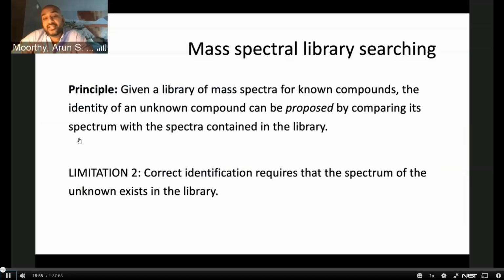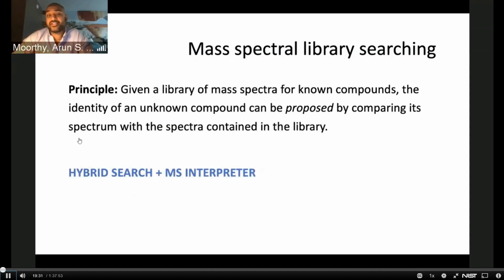All right, the second limitation, and this is not just for mass spectral library searching, but really any database search, is that your correct identification requires that a spectrum of the unknown actually exists in your library. If I'm using an English language dictionary and I'm looking for a Spanish word, I'm not going to be very successful. And so it's important that you have a library that is comprehensive, that has everything that you need. We have a couple of software tools to help with this limitation. And actually, before I go into the software tools, the big thing that we're doing for this limitation is we're constantly growing the library.